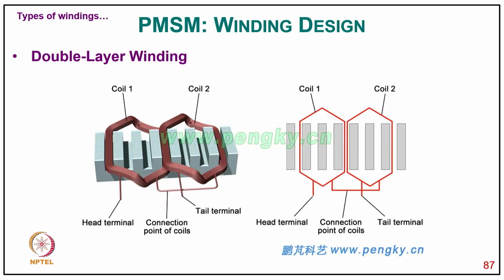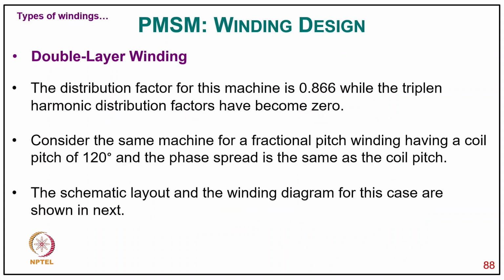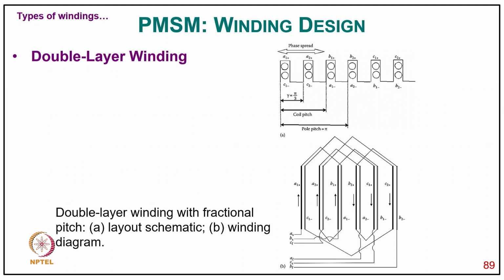and you can see how the coil is placed with the top layer and bottom layer, with a typical 120-degree phase spread, when you have 3 coils in one pole pitch having 3 phases. The distribution factor for this machine is 0.866, while the triplen harmonics distribution factors become 0. Considering the same machine for the fractional pitch winding, having a coil pitch of 120 degrees and the phase spread the same as the coil pitch, the schematic layout and the winding diagram for this case are shown next.